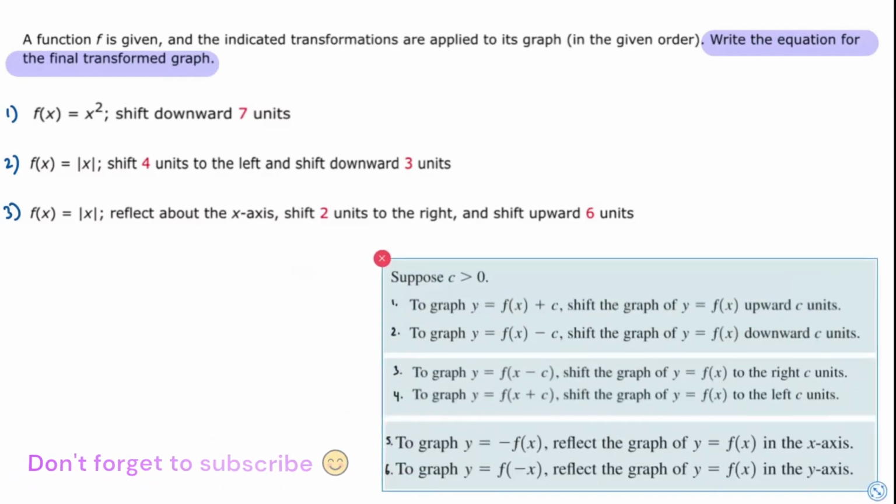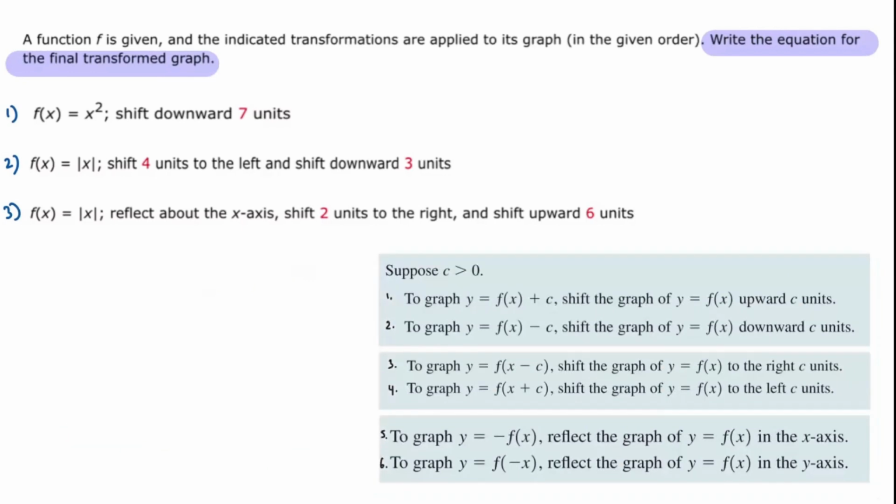So here are the rules, just a few. Of course, there are a couple more that I have not mentioned here. You should look them up if you're not familiar with them. These are the rules we want to remember. Suppose c is a positive number. If you have y equals f of x plus c, then you're going to shift the graph of f of x upward c units. And if you have f of x minus c, you're going to shift down c units.